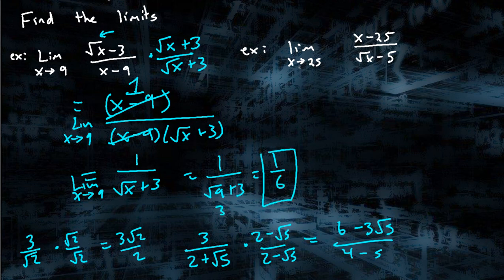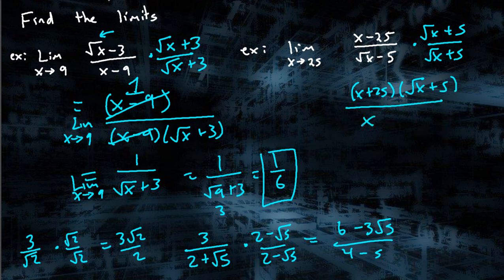So 1/6. And I'm going to do the same thing here on the one on the right. I'm going to rationalize. Because if I put in 25 right here, square root of 25 is 5, and 5 minus 5 is 0. And I'm not necessarily going to bother multiplying everything out because my hope is that something is going to cancel. So at the top, I have x plus 25, root x plus 5. And at the bottom, I'll have x.